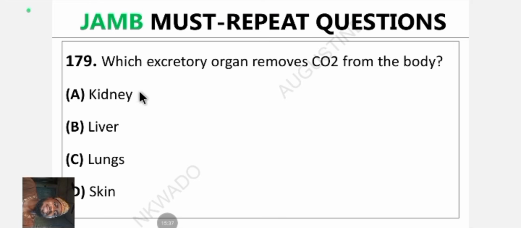Question 179. Which excretory organ removes carbon dioxide from the body? A. Kidney. B. Liver. C. Lungs. D. Skin. What's the answer? Drop the answer in the comment section.